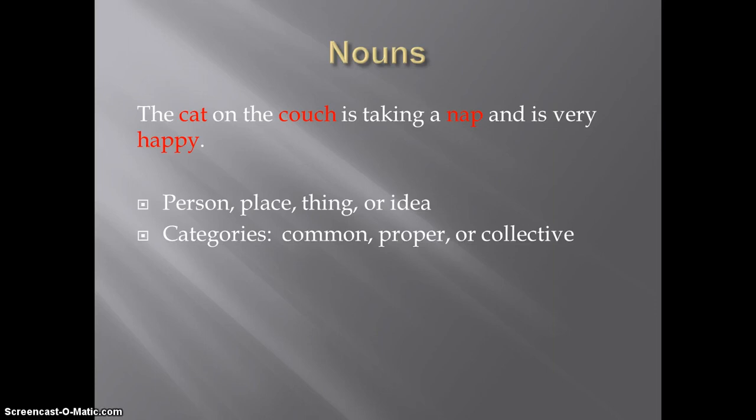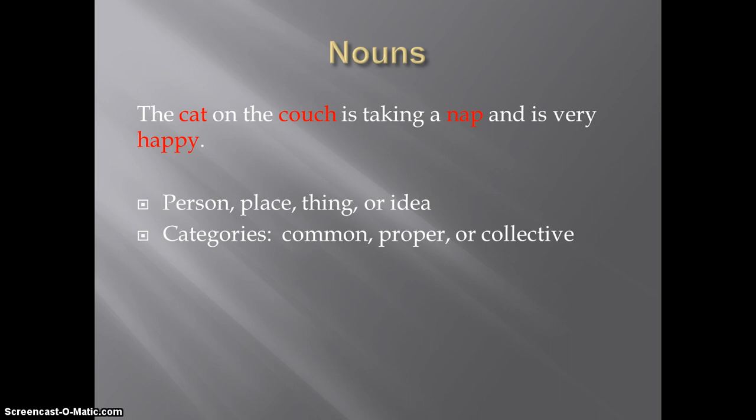So let's start with nouns. Nouns: person, place, or thing, or an idea. Don't forget about the idea. So when we're dealing with the grammar stuff, I'll try to provide examples. So: the cat on the couch is taking a nap and is very happy. Those are all nouns. Cat is a thing, couch is a thing, nap is a thing, and happy is an idea. You have common nouns, proper nouns, and collective nouns. So all of the nouns in this sentence are common. Nothing really special about them.